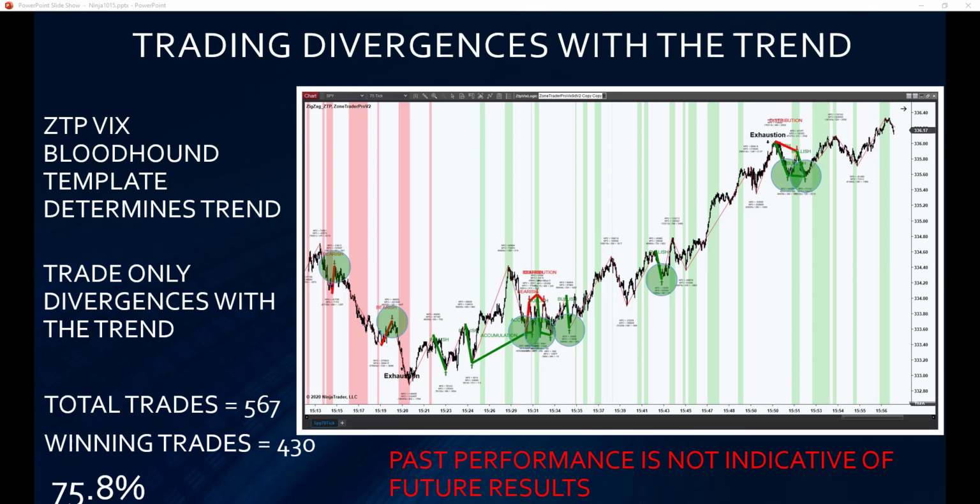There was a total of 567 trades in that 3-week period that fell within that criteria, trading with either a special divergence or an accumulation distribution divergence pattern. Of the 567 trades, there were 430 winners, which is a 75.8% winning percentage.